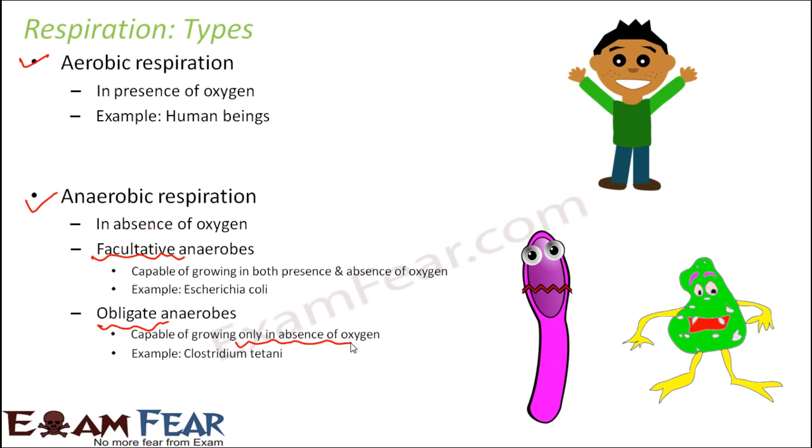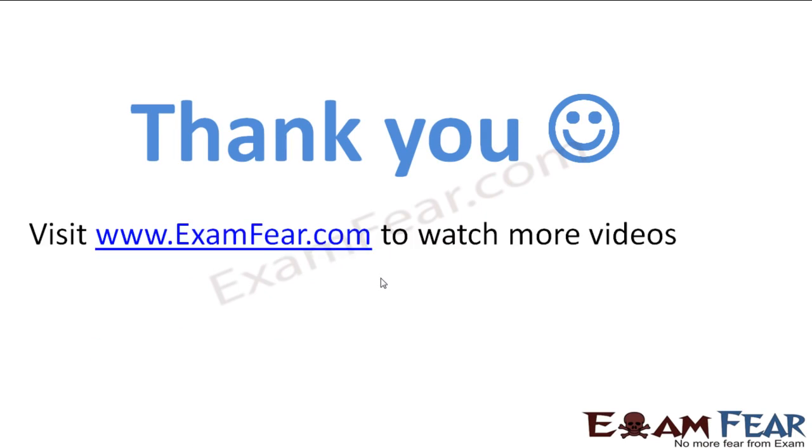Now when you talk about respiration in plants, both aerobic as well as anaerobic respiration can take place. So primarily we will talk about aerobic respiration because this is the type of respiration where a lot of energy is released. High amount of energy is released in aerobic respiration. So first we will.